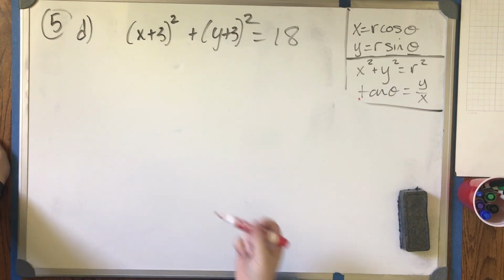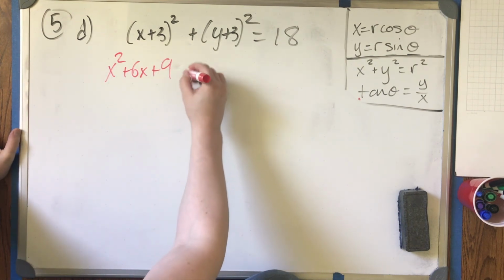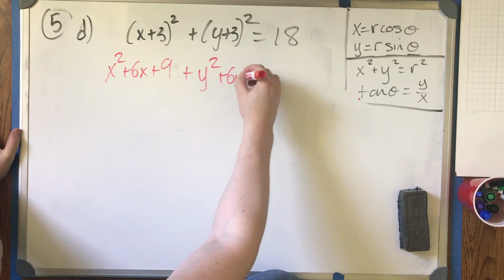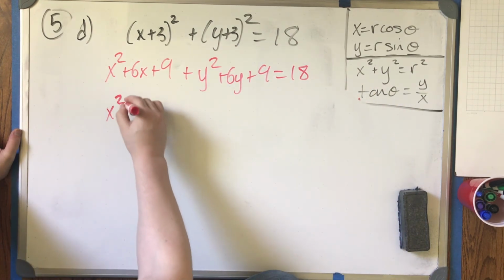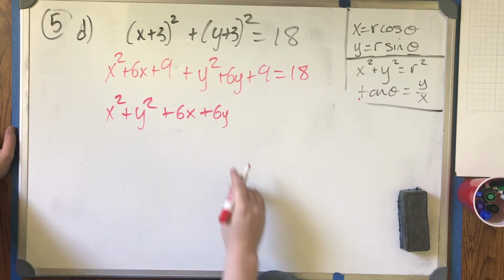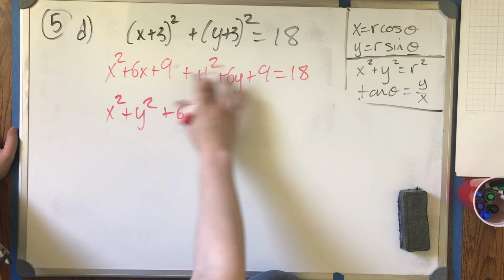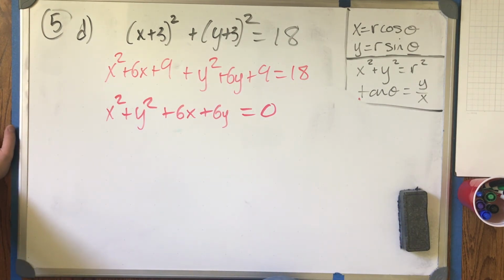Again, we just want to FOIL everything out first before we do anything. So I'm going to have x squared plus 6x plus 9 plus y squared plus 6y plus 9 equals 18. I'll group squared terms with each other. So x squared plus y squared. Non-squared terms, so plus 6x plus 6y. I have this plus 18. It's going to cancel with the other 18 on the other side. So I can just have equals 0.